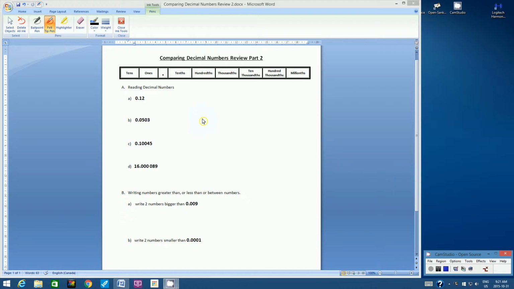Alright, at the top here I have a handy place value chart just to remind you of the place value columns after the decimal place. Okay, so let's begin with section A, reading decimal numbers.